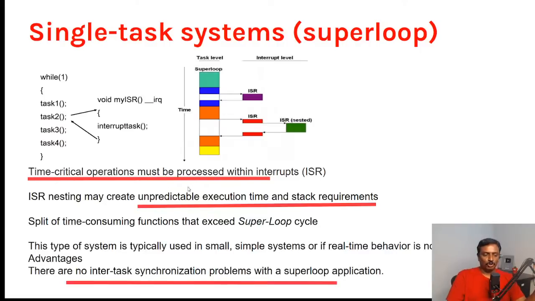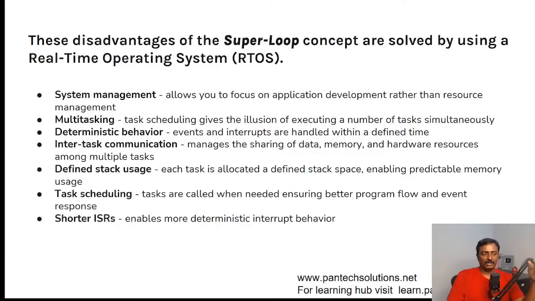There is also no intertask communication or synchronization in single task systems. Whereas in RTOS, you have multitasking, intertask communication, and deterministic behavior, where every task and interrupt will be handled in a defined time. You also get defined stack usage, task scheduling, and short ISRs. So these are all the advantages of having real-time operating systems. Is that clear?